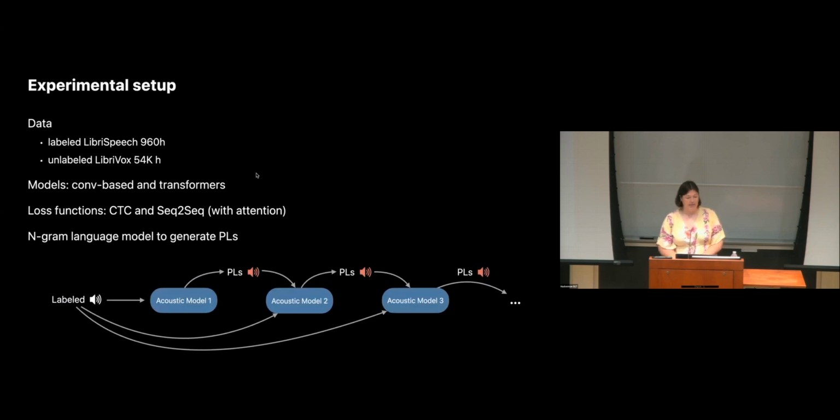But for our results, what we first did is we tried to look at the scale. So we used the LibriSpeech 100K hours, and we used LibriVox, approximately 60K hours, as unlabeled data. We investigated convolutional architectures and transformers, and also compared CTC and seq-to-seq models. As a language model, we decided to stick to the simple n-gram because it's efficient and fast, and you can kind of scale to that amount of hours at that time.